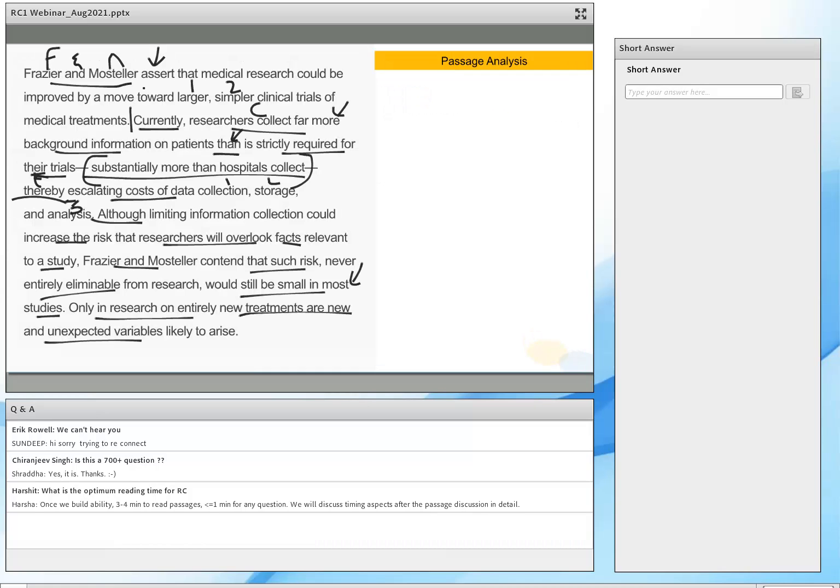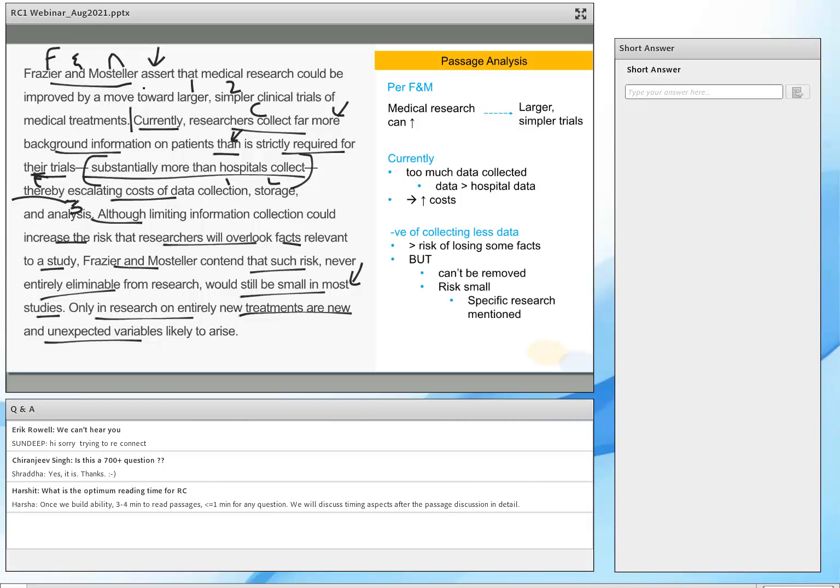So in this passage, we are really talking about this simpler aspect of the suggestion by F&M. What are they saying? Let's reduce the amount of information collected for these clinical trials.